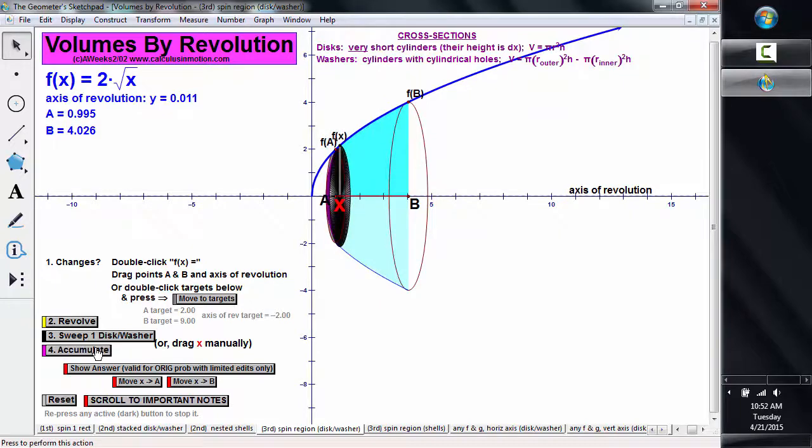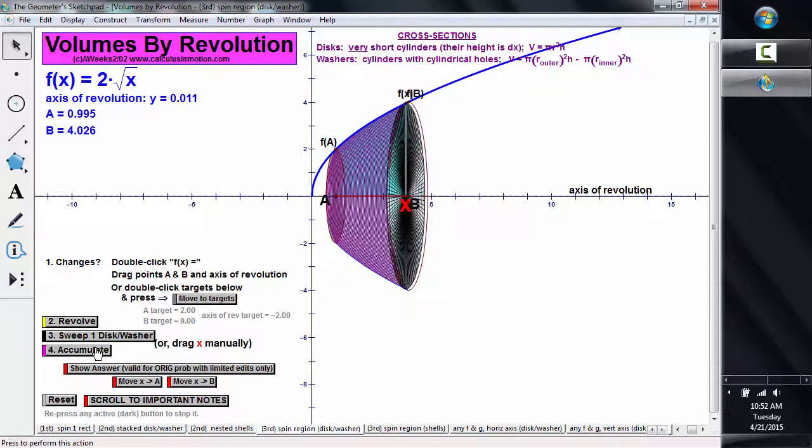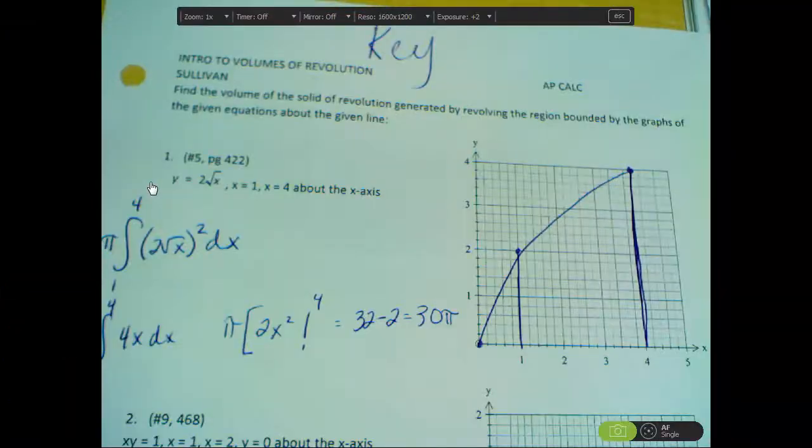So we need to find the volume of this solid by finding the volume of each disk and adding them all up. We use an integral to add them all up. And the height of each disk, or the width of each disk, is dx. So if you think of each disk as being a cylinder, the volume of a cylinder is pi r squared h, and in this case the h is the dx. Okay, here's example number 1.